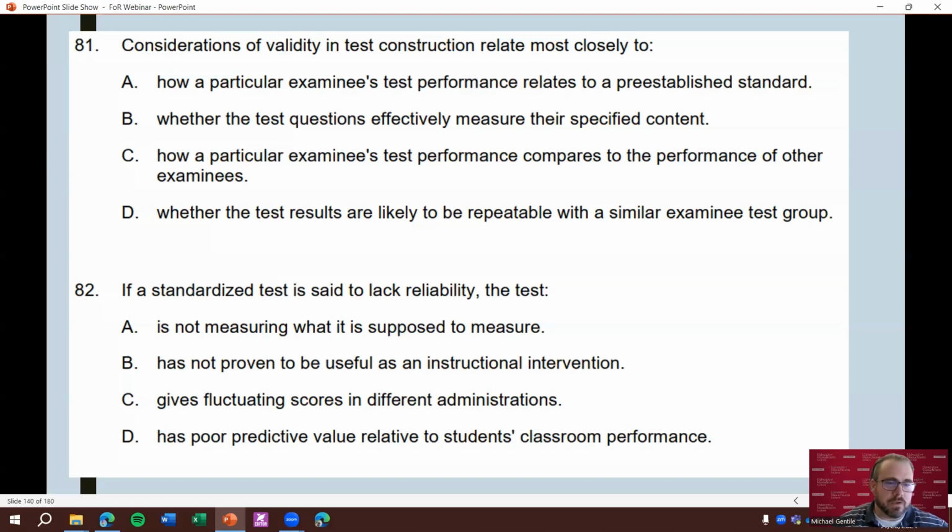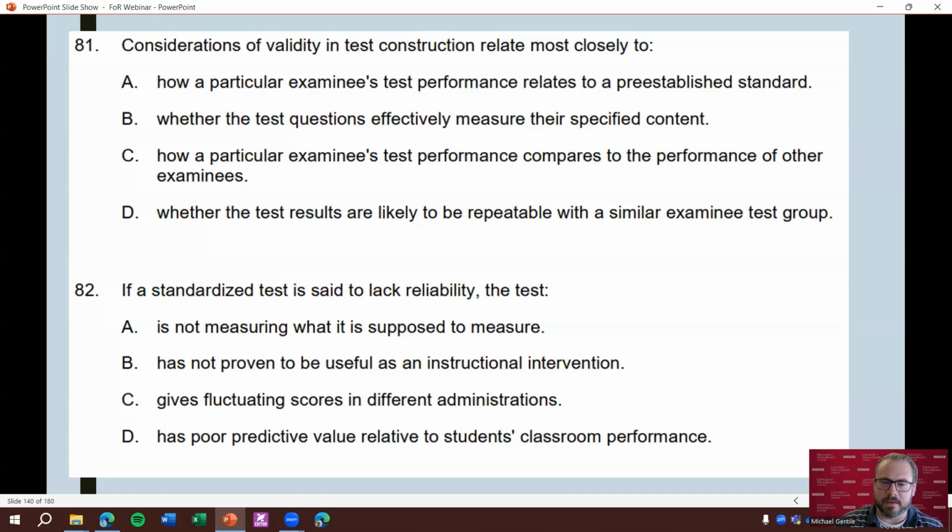So now 82, the correct answer is C, gives fluctuating scores in different administrations. So if a test is not reliable, this is sort of a negative question, unfortunately. If a test is not reliable, it gives fluctuating scores because what is reliability? Reliability is whether it's consistent and repeatable. That's what reliability is in a test, right? So A, these are all the negative versions, A is not measuring what it's supposed to measure, that means it's lacking validity, not reliability.